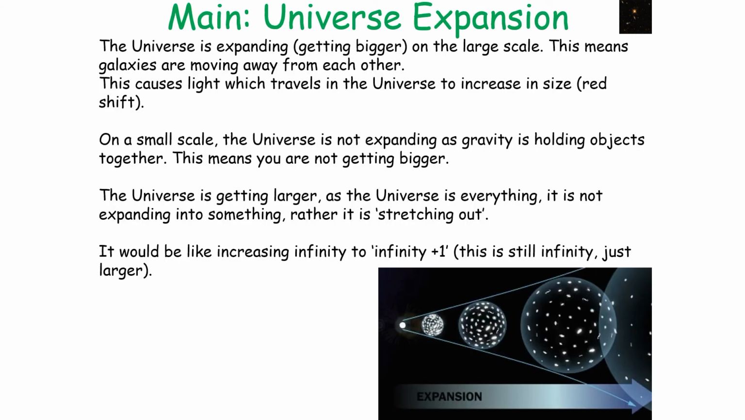So let's just clarify what's going on. The universe is expanding on a large scale. This means the galaxies are moving away from each other. This causes light which travels in the universe to increase in size, or redshift. Now, on a small scale, the universe is not expanding as gravity is holding the objects together.